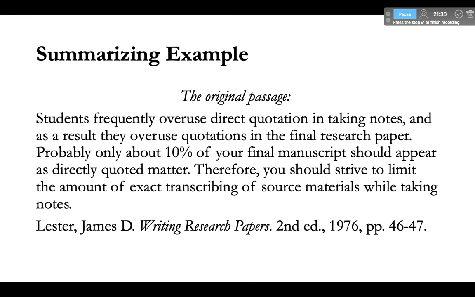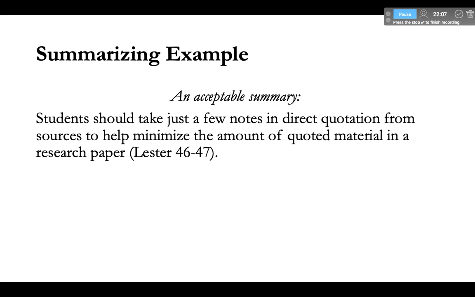So here we're going to look at an example of summarizing. So we have the original passage. Students frequently overuse direct quotation in taking notes, and as a result, they overuse quotations in the final research paper. Probably only about 10% of your final manuscript should appear as directly quoted matter. Therefore, you should strive to limit the amount of exact transcribing of source materials while taking notes. So this is a 3-sentence passage, and we're going to condense it to 1 sentence.